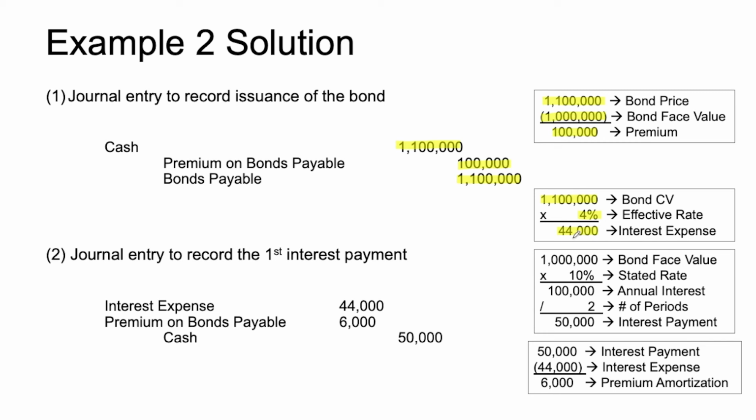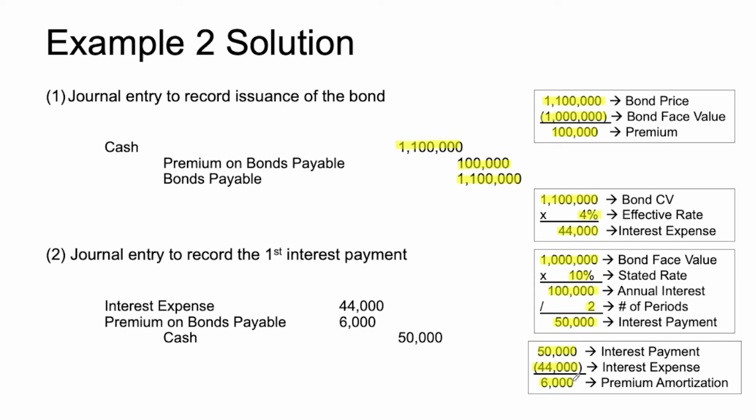Next, to solve for our interest payment, we take the face value of the bond at $1 million, multiply it by the stated interest rate of 10% to get our annual interest of $100,000. But again, there are 2 interest periods for the year, so we divide that by 2 to get each interest payment period of $50,000. Finally, let's find the amount of the actual amortization itself by taking the interest payment of $50,000 and subtracting out the interest expense of $44,000 to get the actual premium amortization of $6,000.